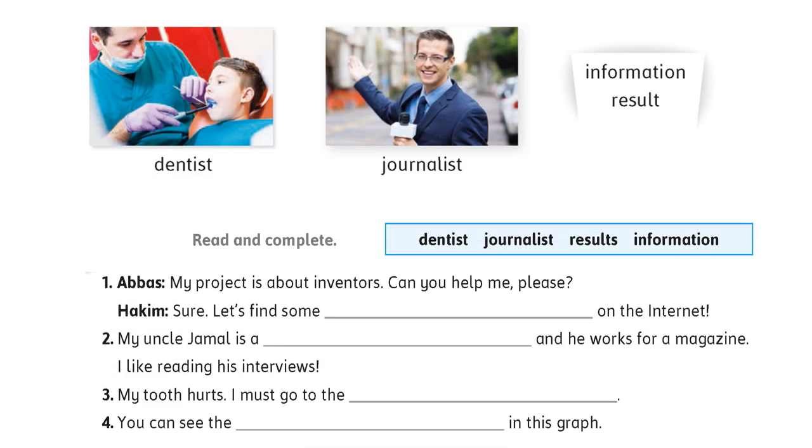Next, we have the words dentist, journalist, information, and result. Dentist is a kind of doctor who fixes teeth. Journalist, someone who makes interviews. Information, what you get from the internet. Result is what you get also after an exam. Read and complete.